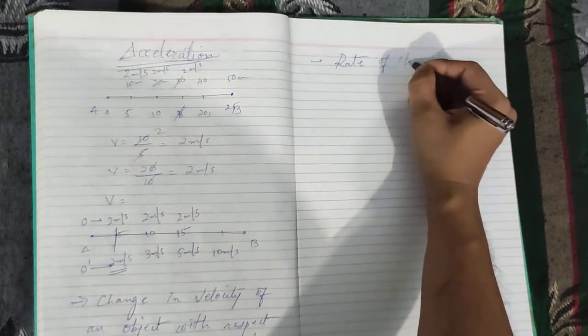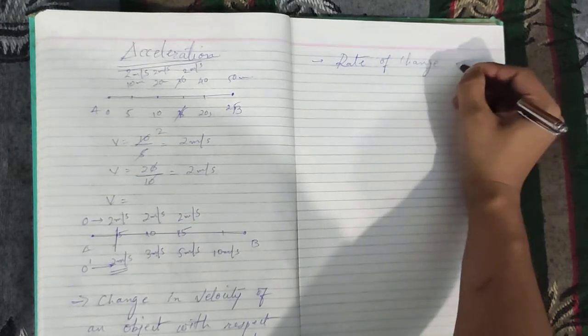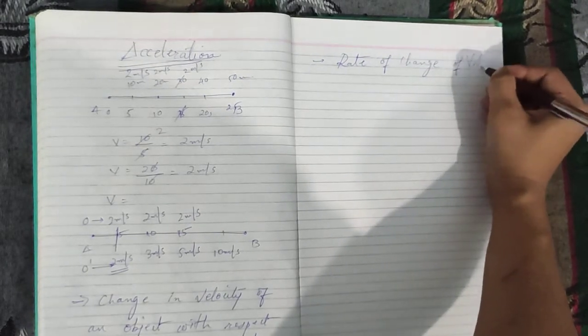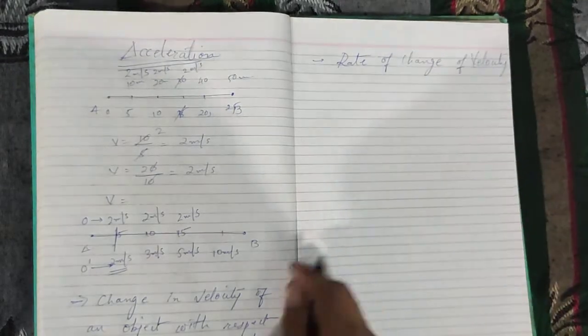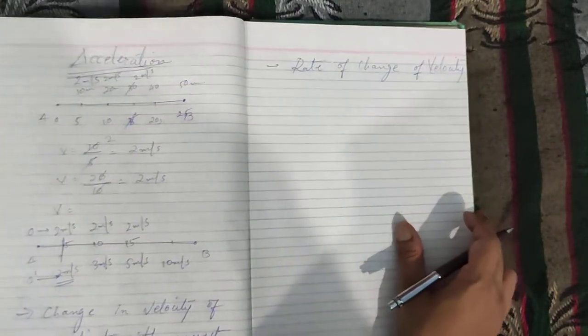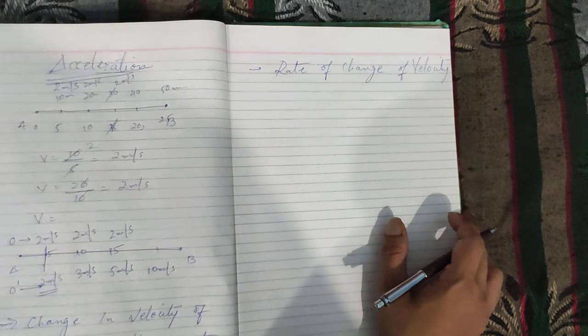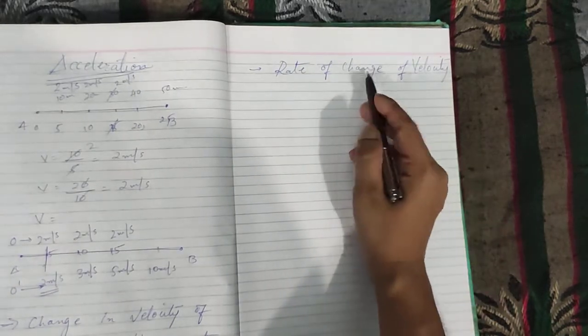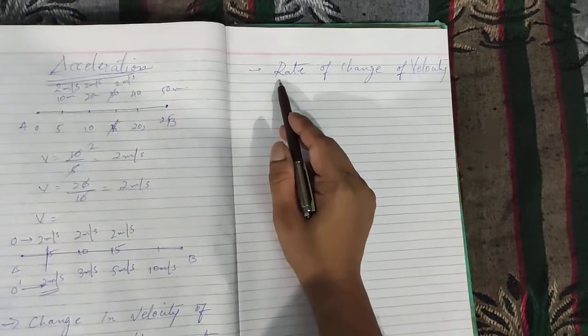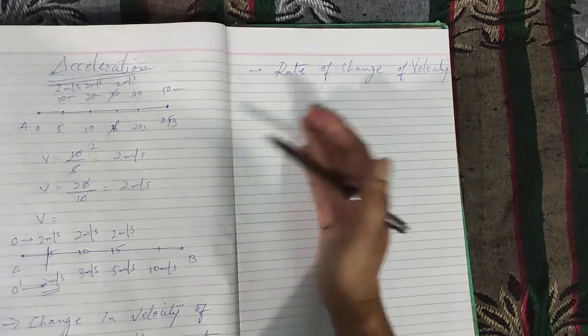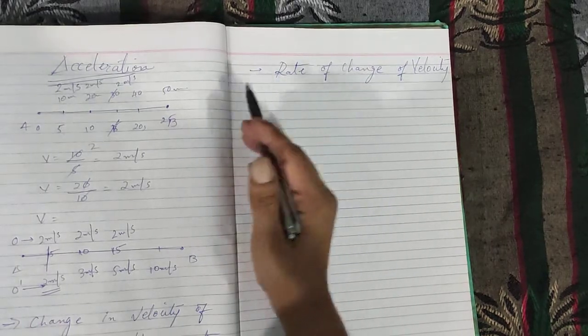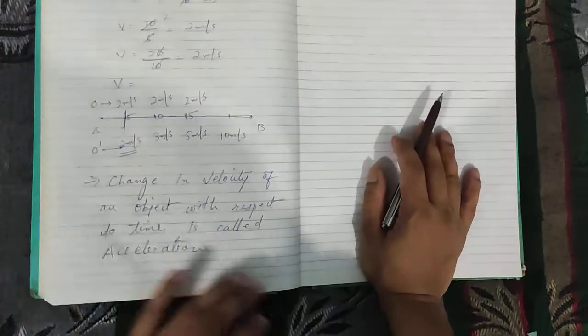Rate of change of velocity. It can also be written as rate of change of velocity, which means that the velocity is changing at a certain rate. When it is changing at a rate, that means with respect to time. So we don't need to write this whole sentence.